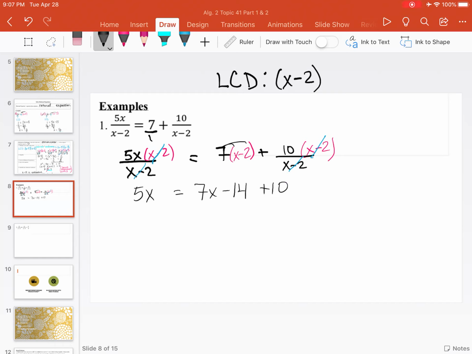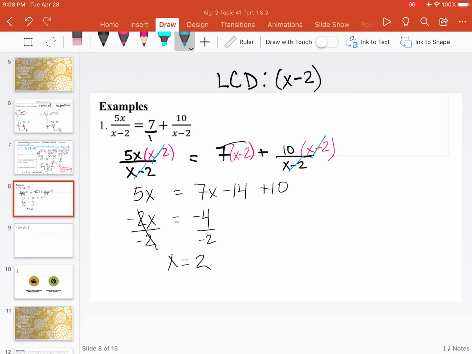So I'm going to get all of my variables on one side, and all of my constants on the other. So combining my variables, I get negative 2x by bringing over that 7x. And then negative 14 plus 10 gives me negative 4. Divide both sides by negative 2. And x equals 2. But hold up a minute.